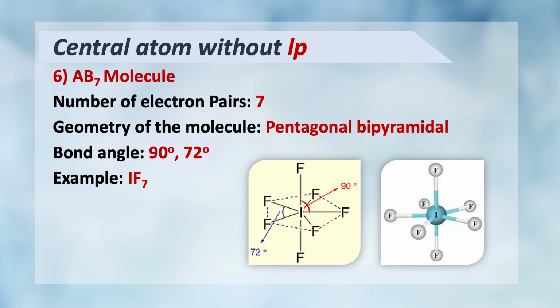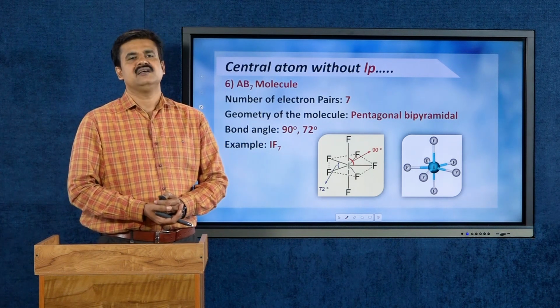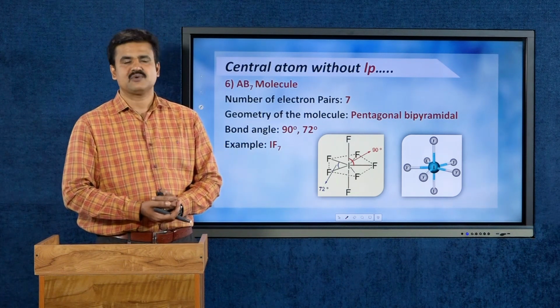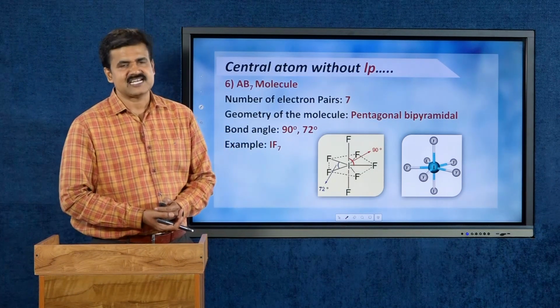The in-plane bond angle is 72 degrees and the out-of-plane bond angle is 90 degrees. This is about the geometry of molecules with only bond pairs around the central atom, that is, the system without lone pairs around the central atom.